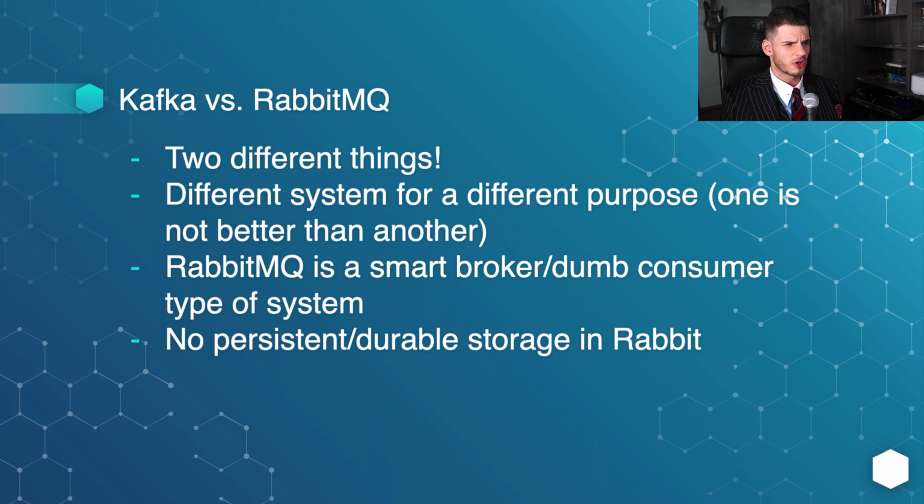RabbitMQ is a smart broker, dumb consumer type of system, and its routing system is really smart, and there is nothing like this in Kafka. In general, Rabbit is a standard message queue. It doesn't have persistent and durable storage. Kafka is almost a hybrid of a message queue and storage, and the responsibilities for proper behavior are pushed to consumers.